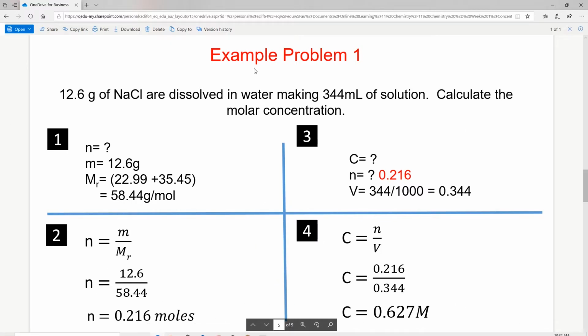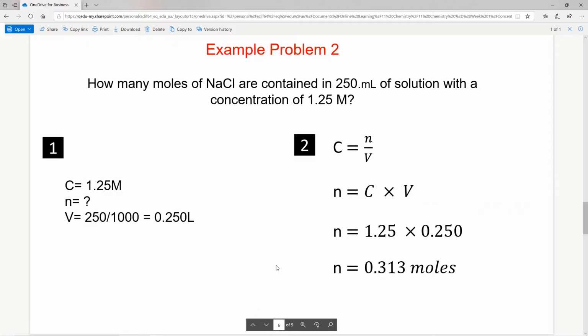I suggest copying this down, but we're going to go onto the next example.